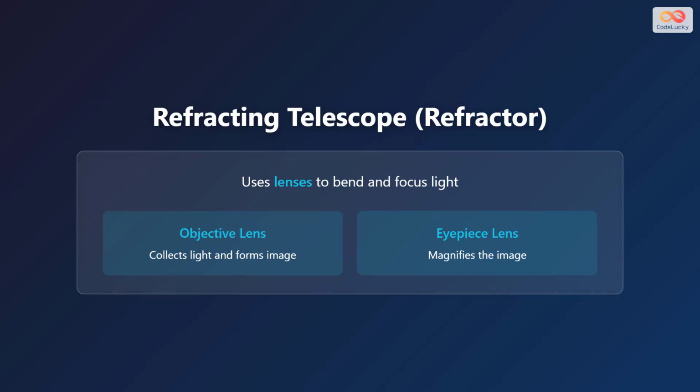Let's begin with the refracting telescope, also called a refractor. This type of telescope uses lenses to bend and focus light. A refractor has two main components. First is the objective lens, which is the large lens at the front of the telescope. It collects incoming light and forms an image. Second is the eyepiece lens, which is the smaller lens you look through. The eyepiece magnifies the image formed by the objective lens, allowing you to see distant objects in greater detail.